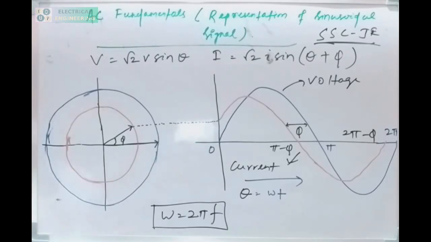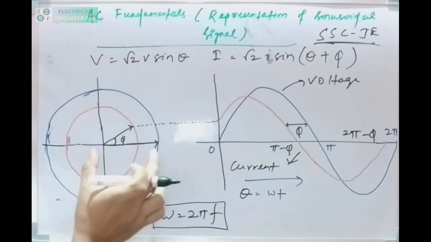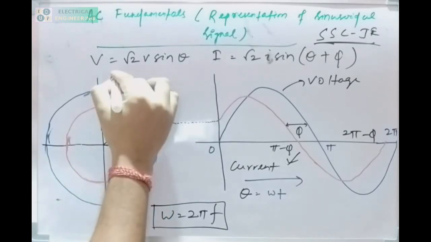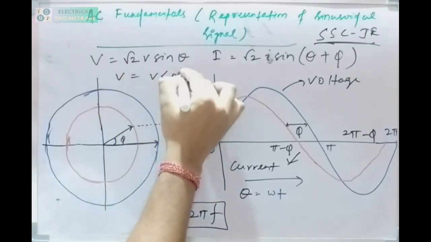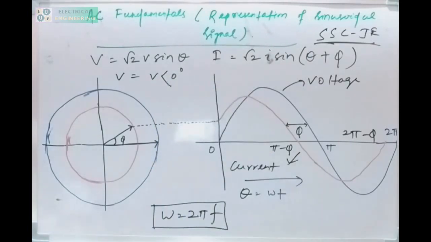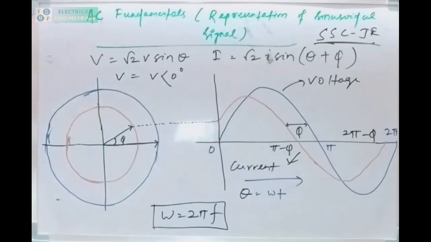One more thing, if you want to write it in a polar form, look at here, the voltage is at the 0 degree angle, so you can write the voltage as V angle 0 degree. Okay, it is in the polar form where V is the RMS value.